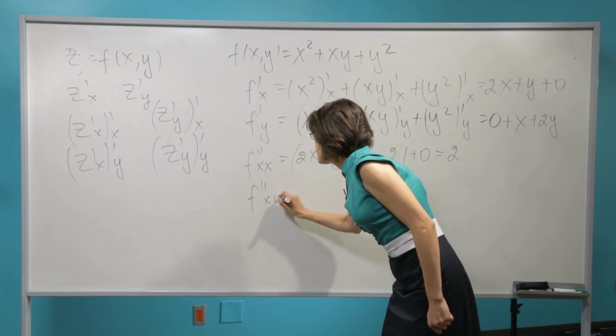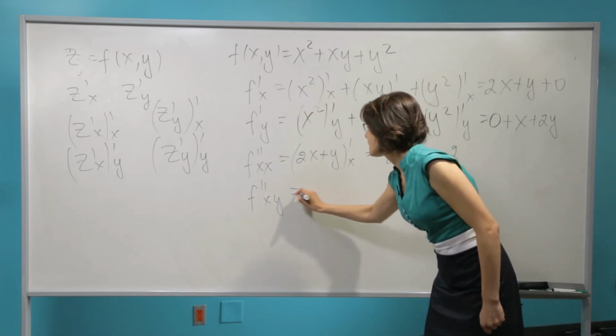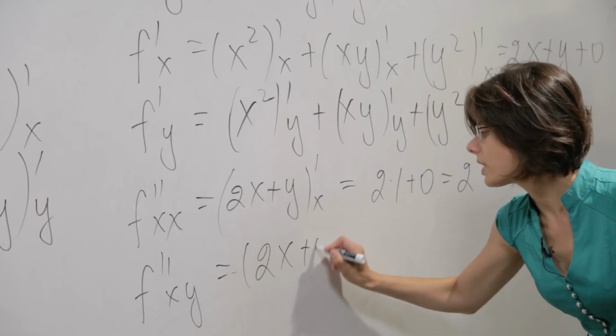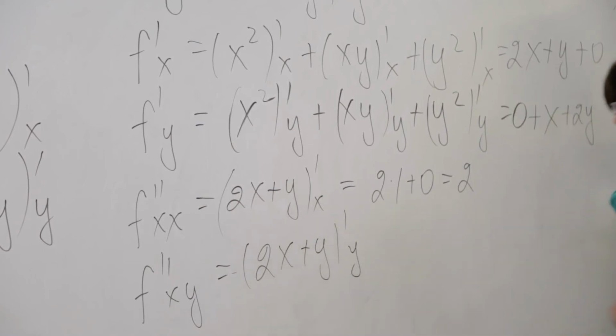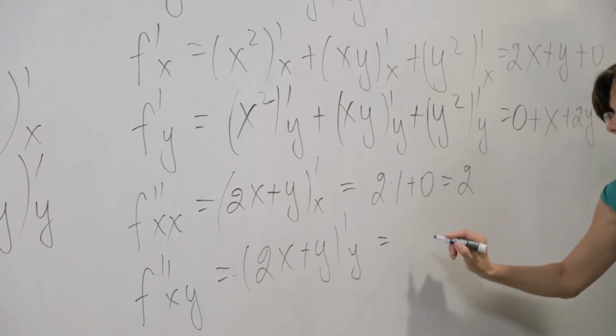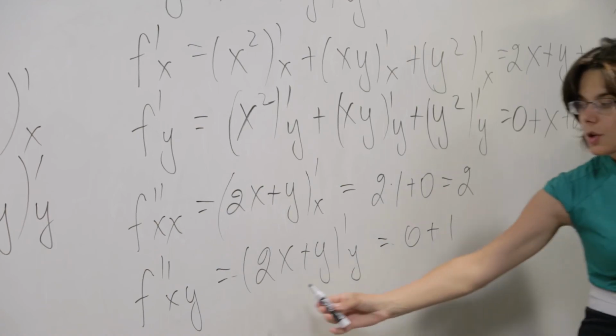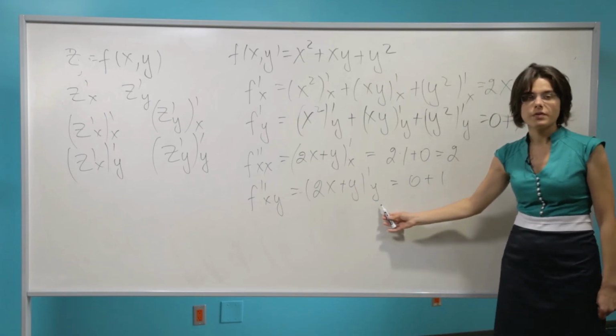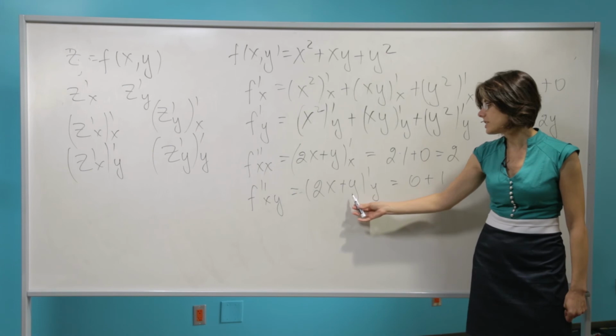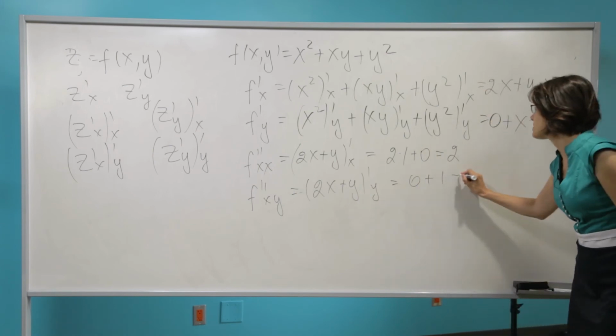If I take the second derivative over y, it's my first derivative over x, differentiated over y. It will give me 0 plus 1. So the derivative of x with respect to y variable is 0, and the derivative of y is just 1. So we obtain 1 here.